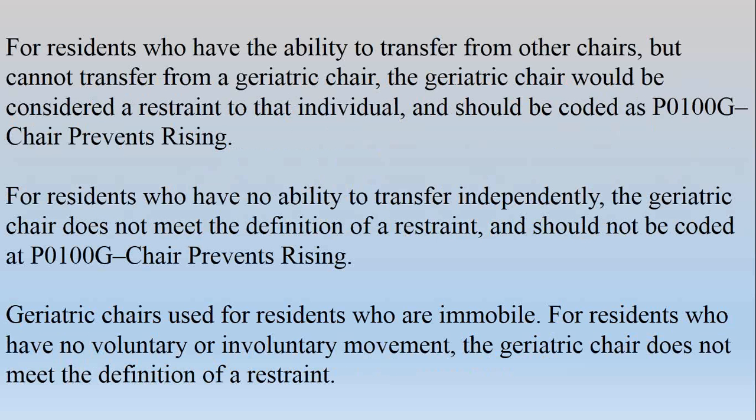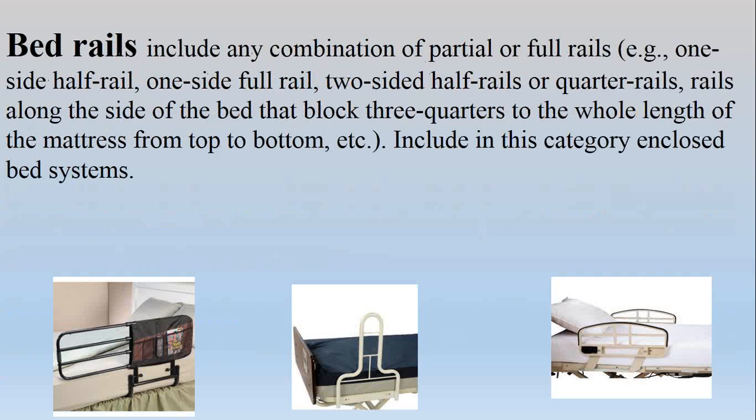For residents who have the ability to transfer from other chairs but cannot transfer from a jerry chair, that jerry chair would be considered a restraint for that individual. For residents who have no ability to transfer by themselves independently, the jerry chair would not meet that definition and would not be coded. Jerry chairs that are used for residents who are immobile, residents who have no voluntary or involuntary movement, that chair would not meet the definition of a restraint because that chair is not keeping them from doing something that they typically could do if they were sitting in another seating device.